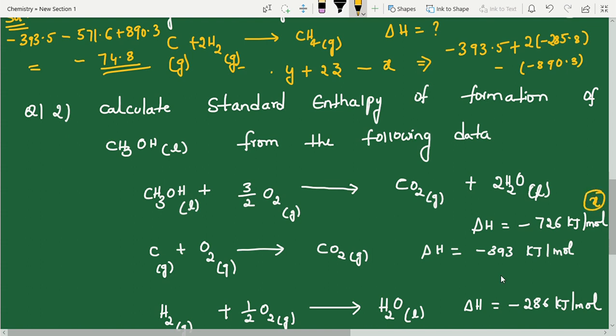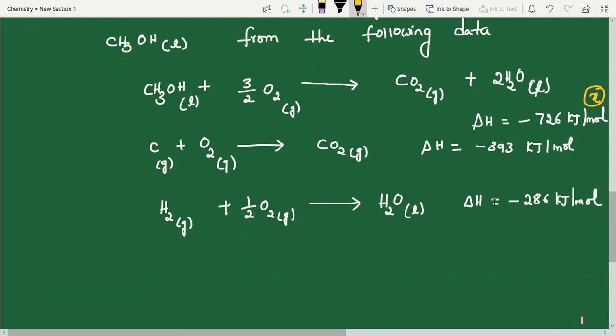Next one. What is the next information? Carbon plus oxygen gives CO2. Yes, this is given. We'll take it as Y. And this next one, take it as Z. Right? Now what are they asking, formation from the following?